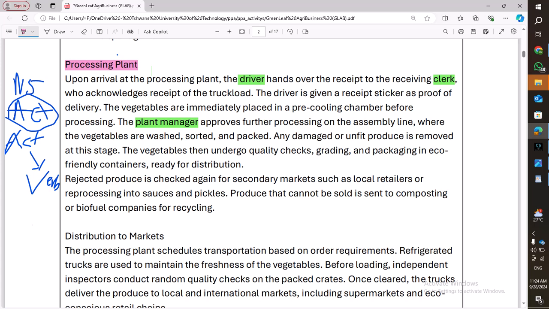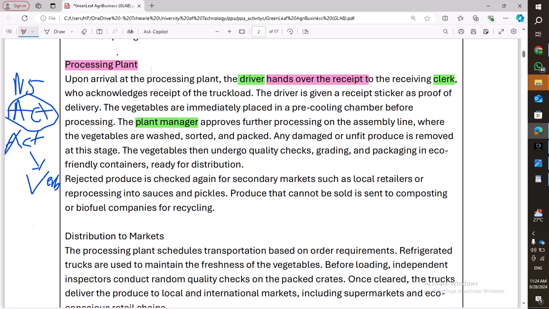So now I'm reading again. Appoint the arrival as the process plant. Now we're in the processing plant. Then the driver has already arrived in the processing plant. Then the driver hands over the receipts. This is the action, what the driver does.